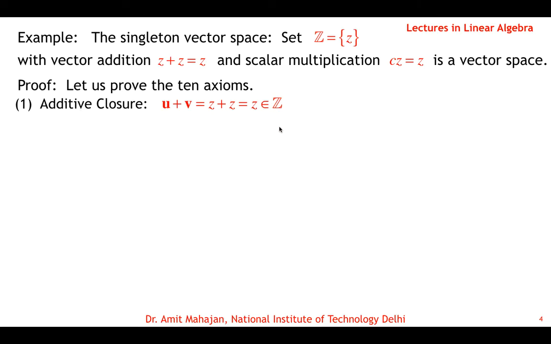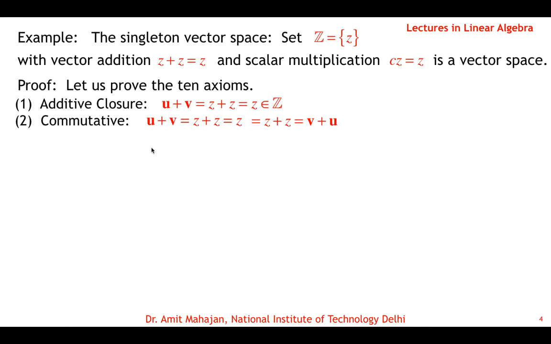The second property is commutativity. If you take two vectors, we will prove that u plus v is equal to v plus u. Again u has to be z because there is only one element, v has to be z, and by the vector addition property z plus z is z. Then we can again write this z as a sum of z plus z backward. So z can be written as z plus z, where the first z can be written as v and the second z can be written as u. So we can easily say that u plus v is v plus u.